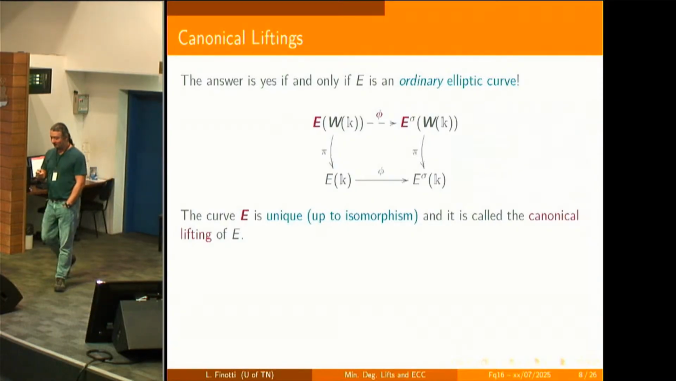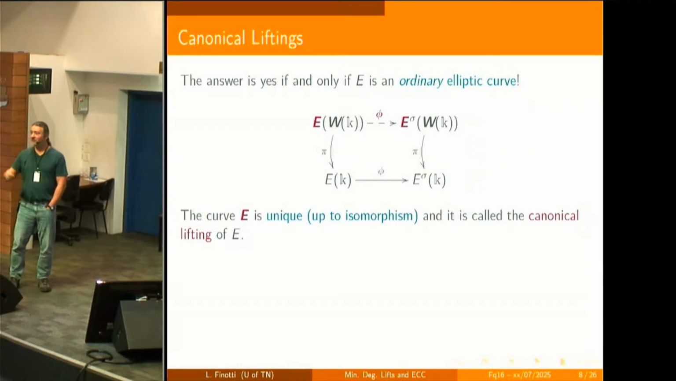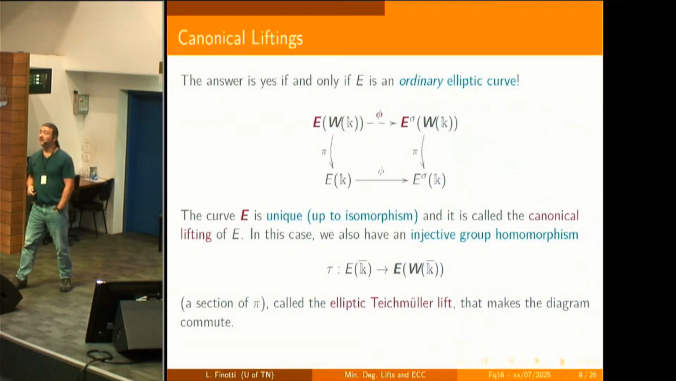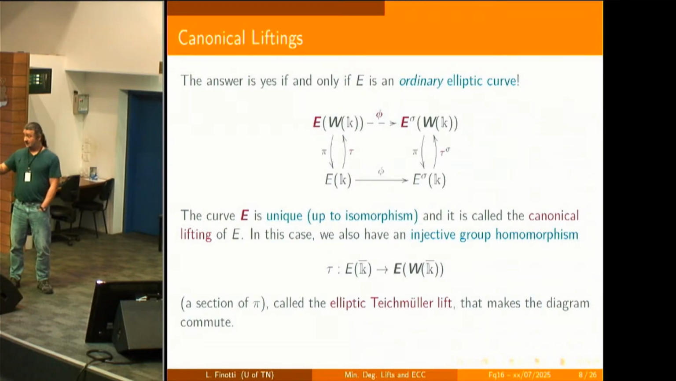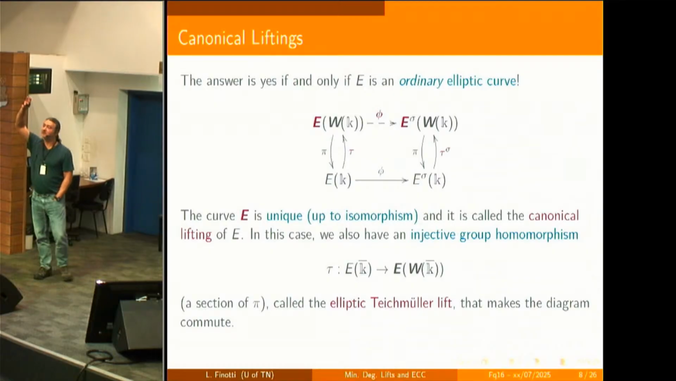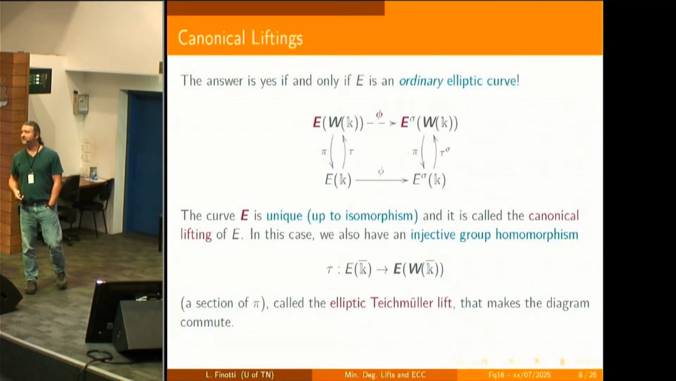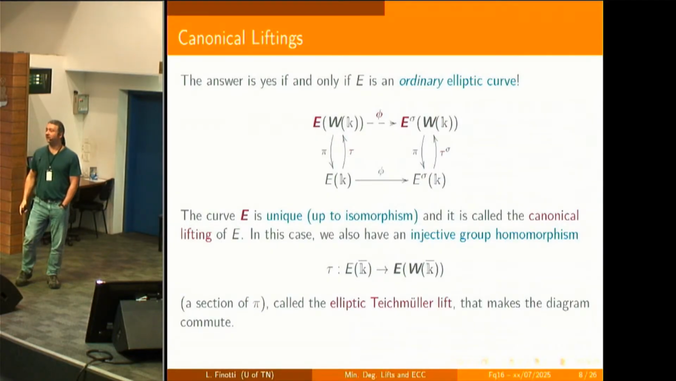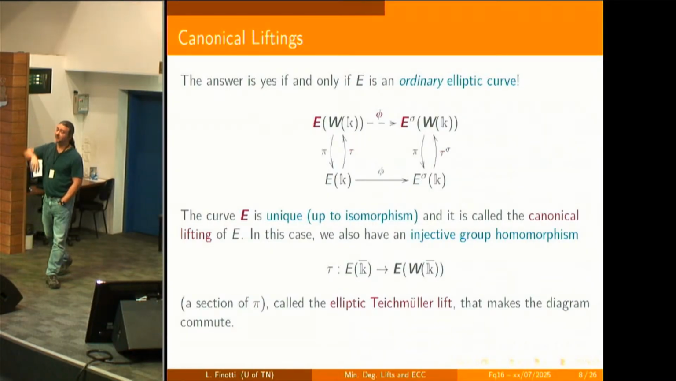Now, the nice thing is, of course, our elliptic curves are groups. And as before, you might want a group homomorphism that goes up. And that also does exist, the so-called elliptic Teichmüller lift, which is going to basically take points of your curve in characteristic p to points of your lift. So this comes with the canonical lifting. Associated to the canonical lifting, you have this elliptic Teichmüller lift. So we have an analog of the diagram we had before for multiplicative groups.